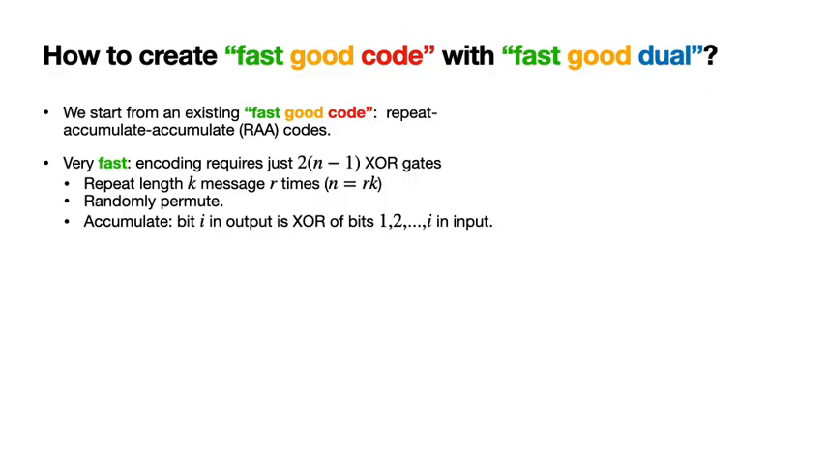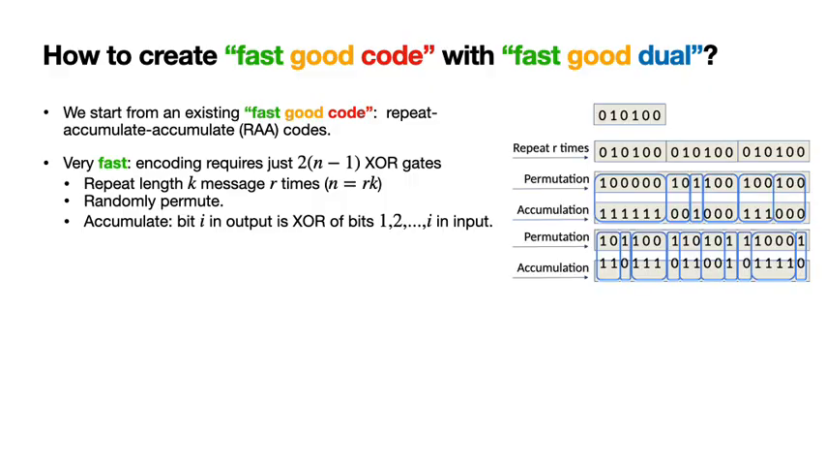You take the repeated message and you randomly permute it. You then apply the accumulation operation, which is very simple. For bit i in the output, the way you compute it is to take the sum of all the preceding bits in the input. So bit i in the output becomes the XOR of bits 1, 2, all the way up to bit i in the input.